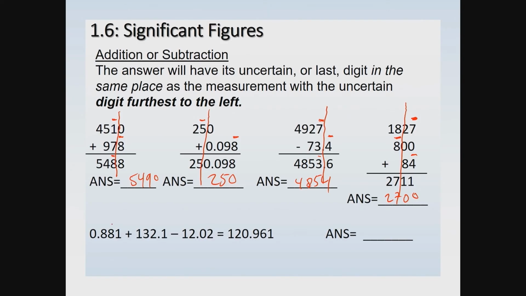Okay, uncertain digit here, uncertain digit here, uncertain digit here. Which one's the furthest to the left? It looks like the tenths place is the furthest to the left of those measurements. So we want to round 120.961 to the tenths place.